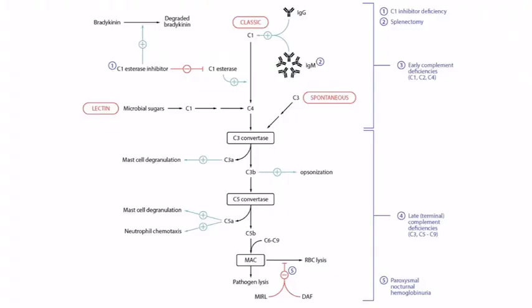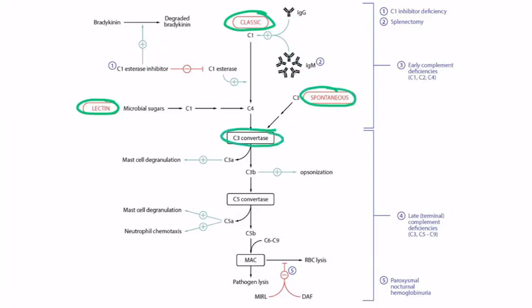This diagram demonstrates the complement system. And again, there are three ways to trigger the complement system, which you can see with these red boxes. There's the classic pathway, the lectin pathway, and the spontaneous or alternative pathway. All three pathways ultimately lead to the creation of a C3 convertase.